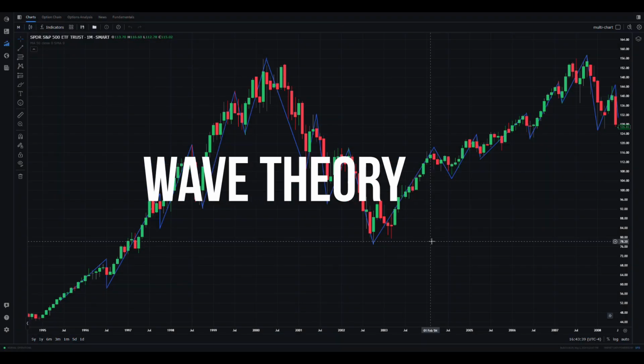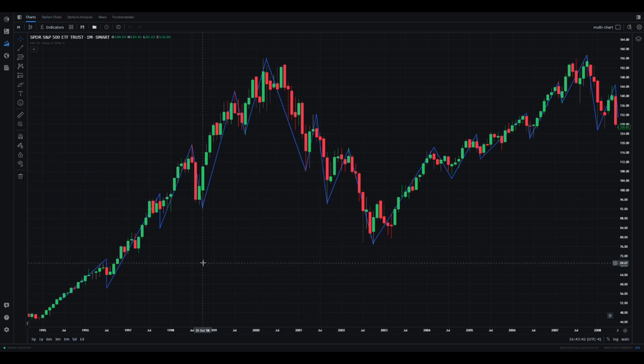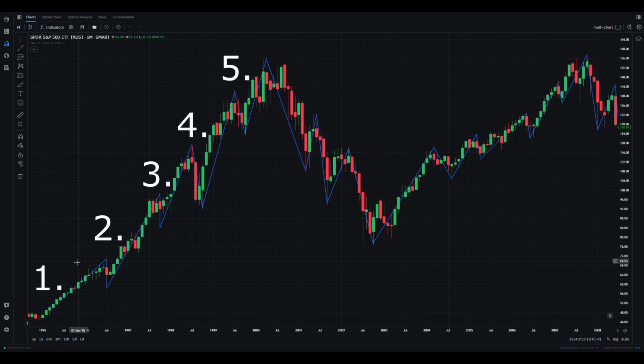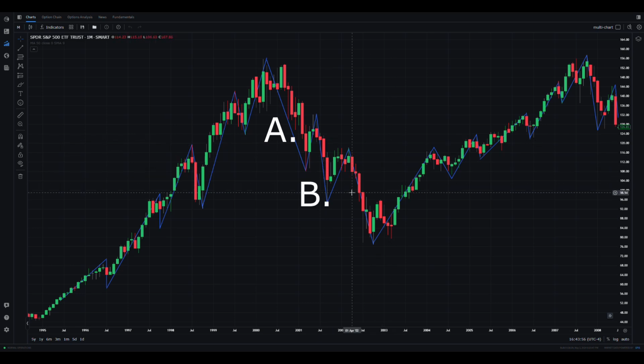Wave theory. According to Elliott Wave Theory, market trends consist of 5 waves in the direction of the main trend, labeled as impulse waves: 1, 2, 3, 4, 5, followed by 3 corrective waves, labeled as corrective waves: A, B, C. This sequence forms a complete Elliott wave cycle.